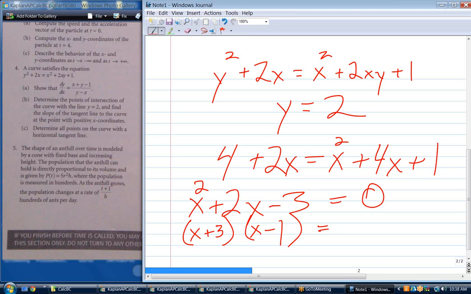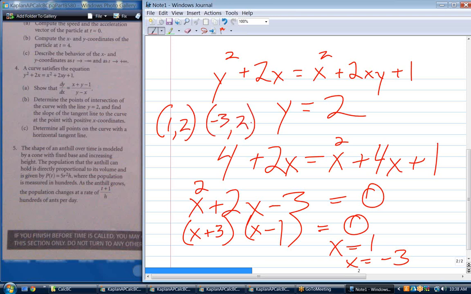Yeah, I see what you mean. Okay, I see what you're saying. So this tells us that when x is equal to 1 or when x is equal to minus 3, that's the intersection points. So my coordinates of intersection are going to be (1, 2) and (minus 3, 2). Those are my two points where these two curves will intersect, both the x and the y coordinate.